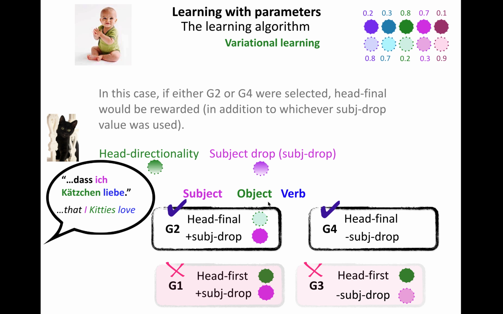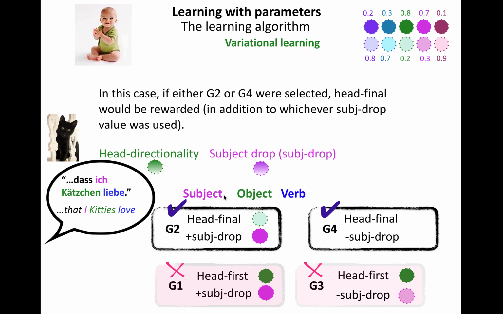But if you're using a variational learning algorithm that's learning over parameter by parameter, if either of these two grammars were selected, head final would be rewarded in addition to whichever subject drop value was used. So you learn something about head finality being the right answer. And if either of these grammars were selected, then head first would be punished because you wouldn't be able to, and whatever subject drop would be sort of along for the ride, but you would get pushed away from head first.